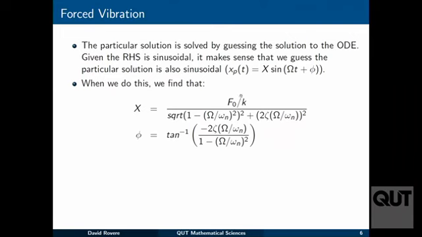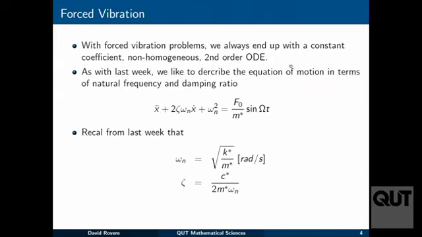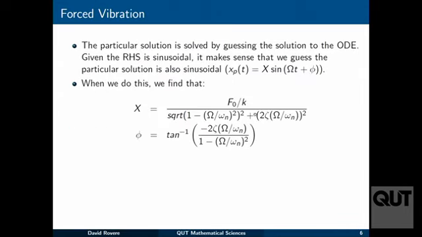So see how in our guess we've put a capital omega there, which is the same as the frequency we said the forcing function acted at. Now, if you go through the math, substituting that into the ODE and solving for amplitude and phase, you get these answers. This is our equation for amplitude. This is our equation for phase.